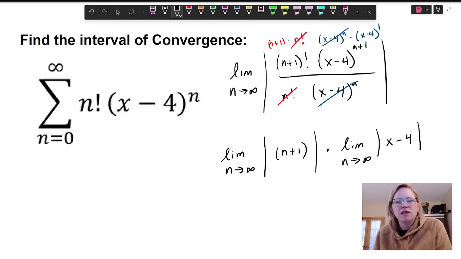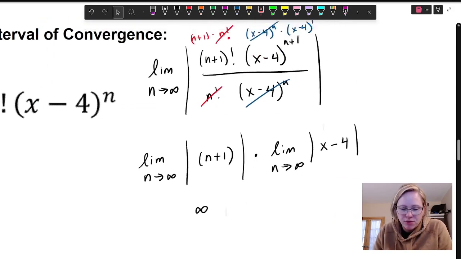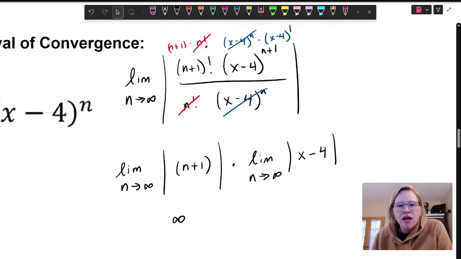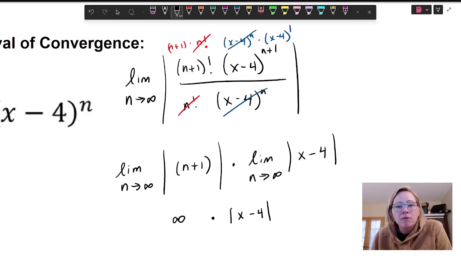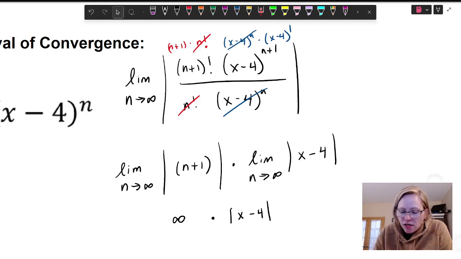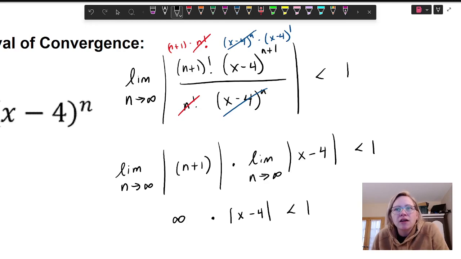Now, the limit as n approaches infinity of n plus 1 is infinite. So herein lies the problem. We don't have a situation where we have infinity times infinity or infinity times 0. We have infinity times the limit of this expression, which is the absolute value of x minus 4. Now, remember that our ratio test requires that our result be less than 1. That is what we are looking for and trying to solve for. So what value of x would make a situation where we have less than 1?